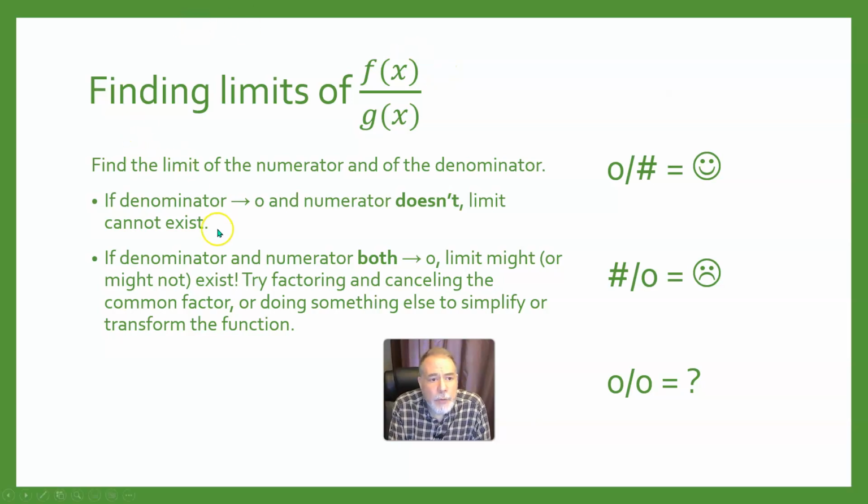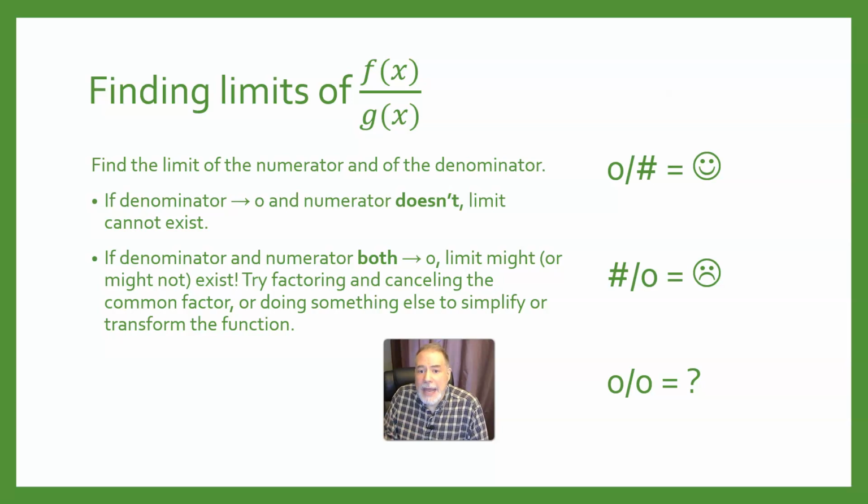If the denominator approaches 0 and the numerator doesn't, that's enough to tell you that the limit of the whole thing cannot exist. So if you see the denominator going to 0 and the numerator doing something other than approaching 0, you can conclude that the limit of the whole thing does not exist. But if the denominator and the numerator both approach 0, the limit might exist, or it might not. So you still have some work to do to figure out what the limit is, or whether it actually exists or not.